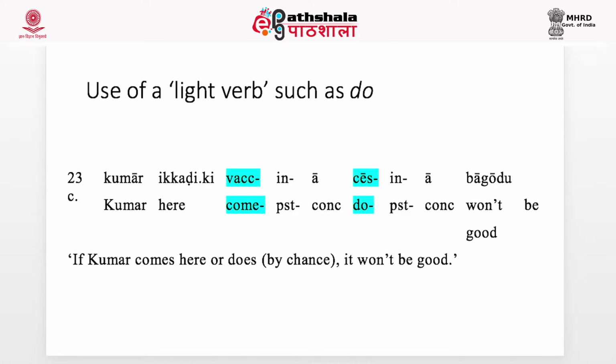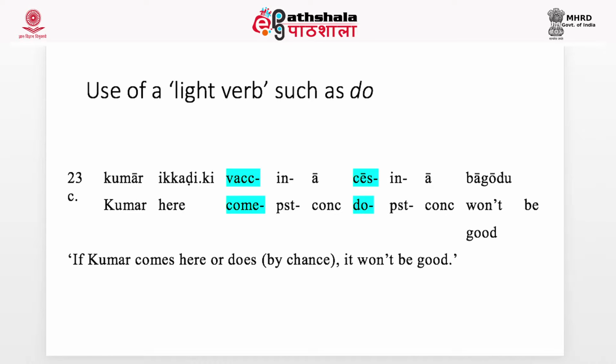Then Dravidian languages have another significant feature where a light verb such as do can be used with the verb. For example, in a sentence like, if Kumar comes here or does something like that, it won't be good. But what he is trying to say is, if Kumar comes here, it won't be good.